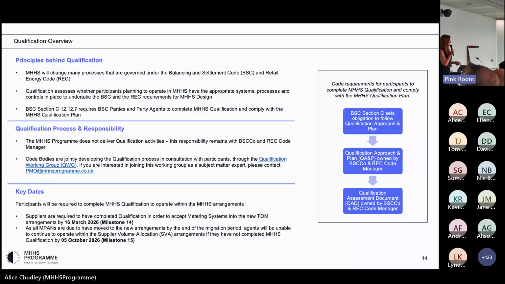I think the key thing we wanted to call out is that going through qualification is essential if you want to participate in the MHHS market. It facilitates the M14 milestone for suppliers to be ready to undertake and pick up MPANs under the new TOM. It also enables agents to work effectively with those suppliers and be able to deliver M15 at the end of migration. If we can move to the next slide, please.